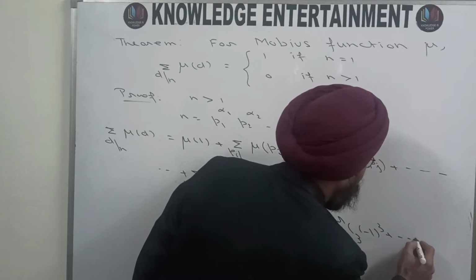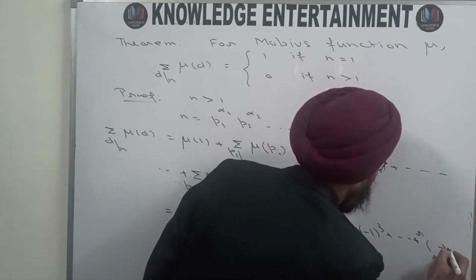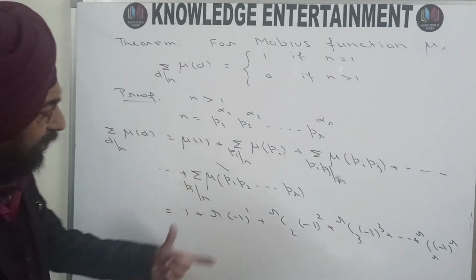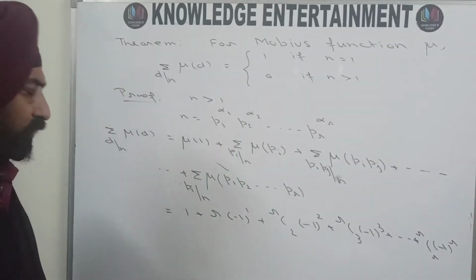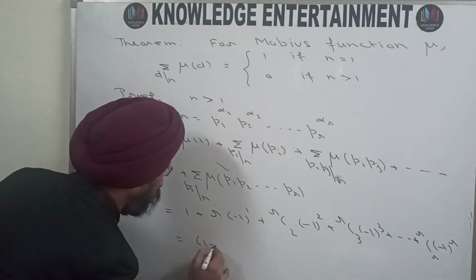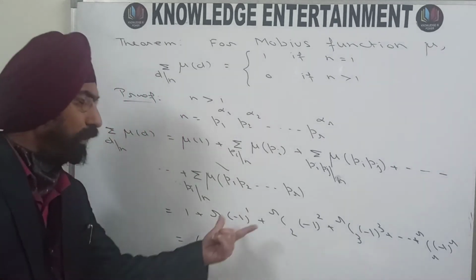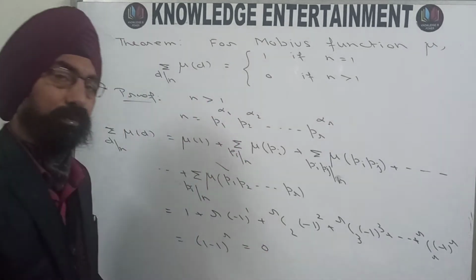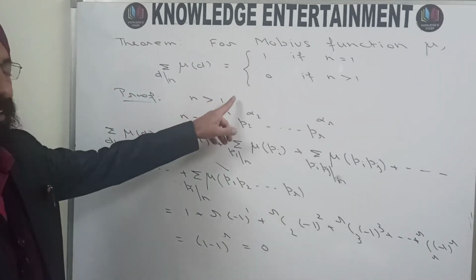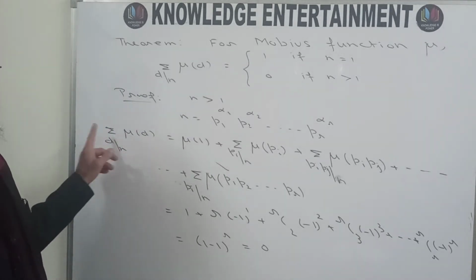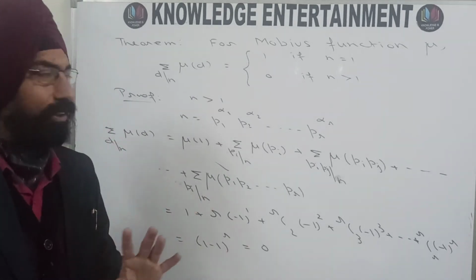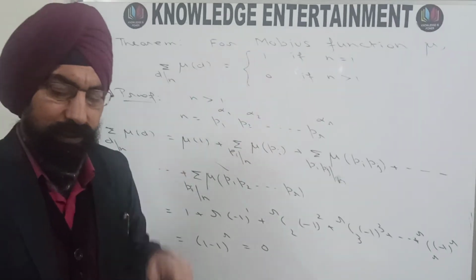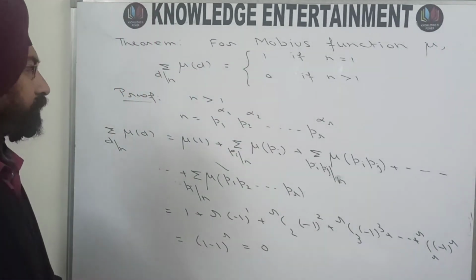You will have rcr times minus 1 power r in this case, the last one. And if you look at it carefully, it is nothing but 1 minus 1 raised to the power r. It's a binomial expansion. And 1 minus 1 is 0, so 0 power r is 0. So that means if your n is greater than 1, the value of sigma mu d where d divides n comes out to be 0. And so the second part is being proved. So this is the proof of this theorem.